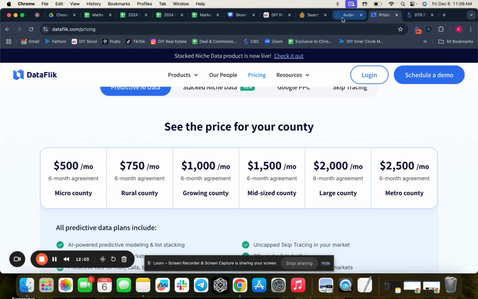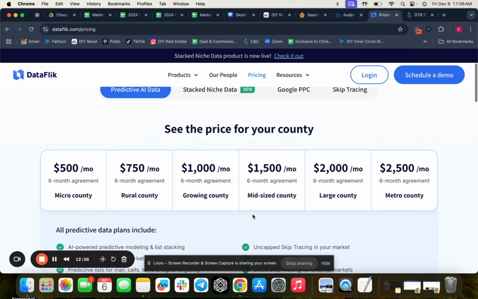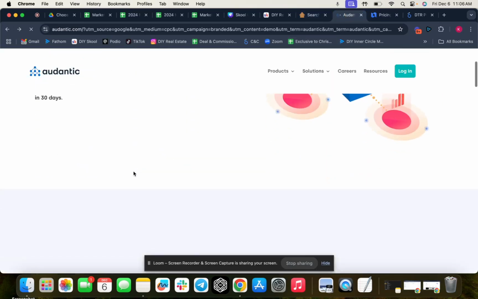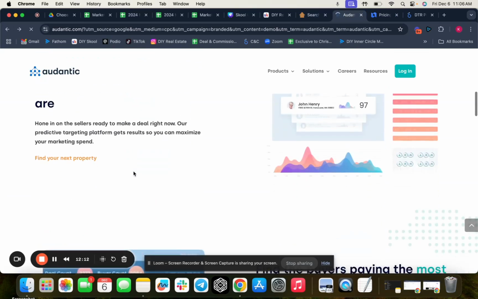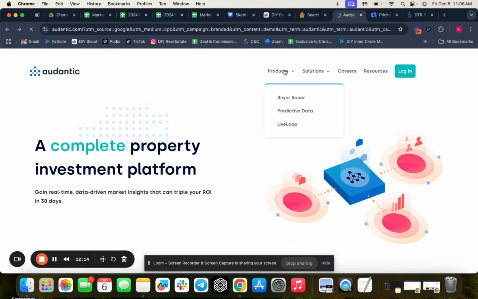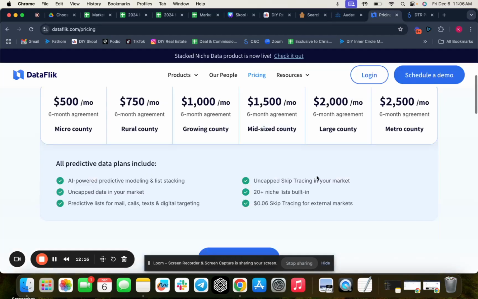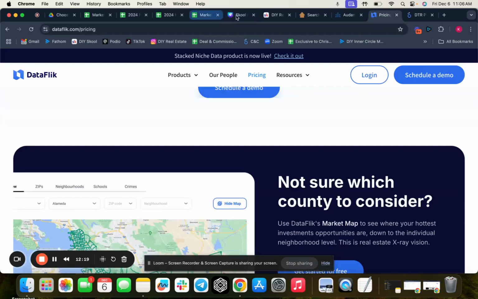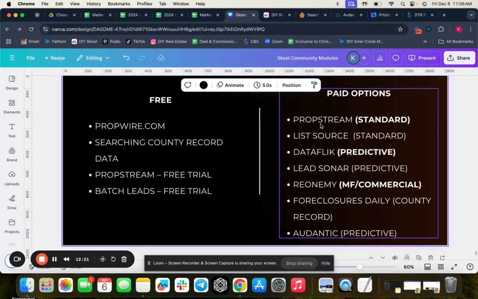So this is where I'm putting a lot of my budget in the new year: looking into predictive data platforms. Dantic is one that we got recommended. This is a beast of a platform. I don't know the pricing structure, but I think it's very similar to what you would see here with DataFlick. But these are some options, guys and girls, I would look into.